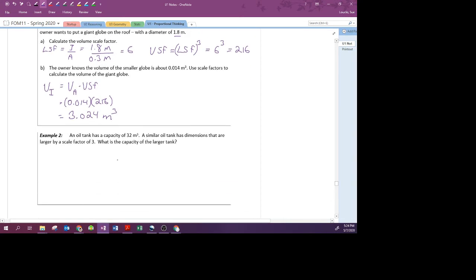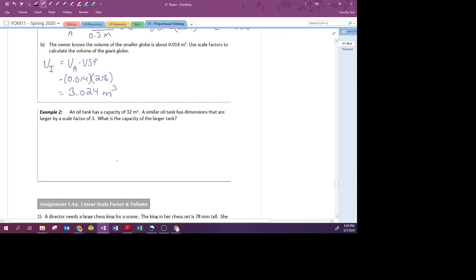is. Example 2, an oil tank has a capacity of 32 meters cubed. A similar oil tank has dimensions that are larger, by a scale factor of 3. What is the capacity of the larger tank? So the dimensions are larger by a scale factor of 3. Dimensions, that's a linear measurement, right? Length and width. So again, we're given that the linear scale factor is 3. So the volume scale factor is going to be the linear scale factor cubed. So that's 3 cubed, which is 27.